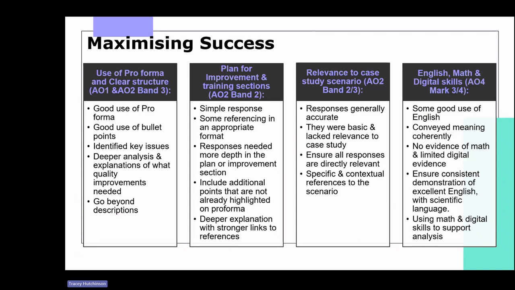So the first theme was use of proforma and clear structure, evidencing AO1 and AO2. The student made good use of the proforma, which helped them structure the report clearly. They used bullet points to make the report easy to read. They were also able to identify key issues such as the contamination of handheld equipment, indicating the understanding of the task, evidencing Band 3 criteria.